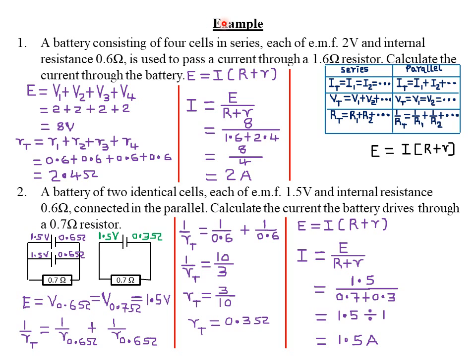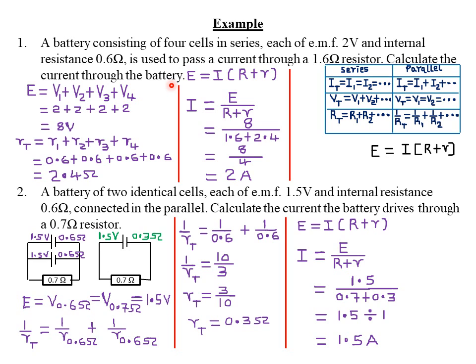So we are looking at further examples involving the formulas that we have just derived in our previous class, that is for the EMF. So the first question reads that a battery consisting of 4 cells in series, each of EMF 2 volts and internal resistance of 0.6 ohm, is used to pass a current through a 1.6 ohm resistor. So calculate the current through the battery.